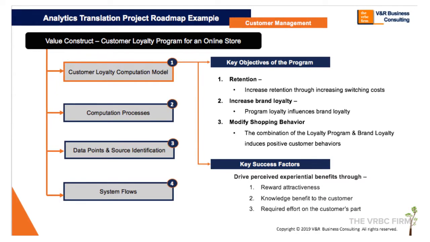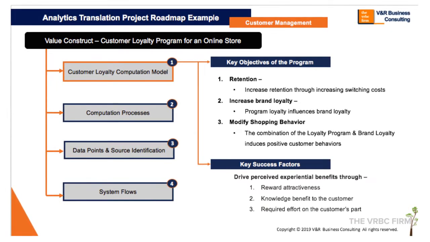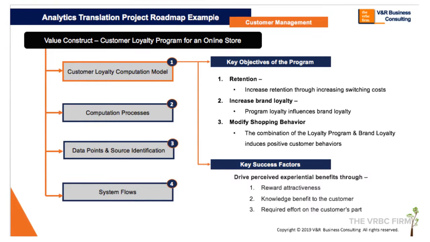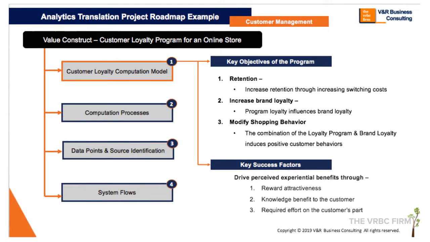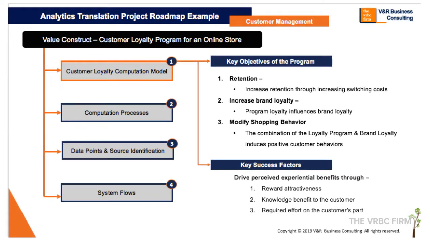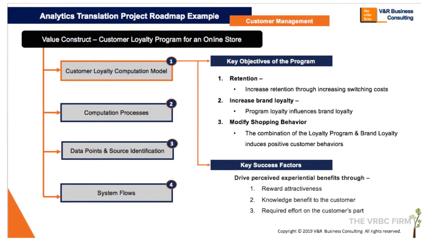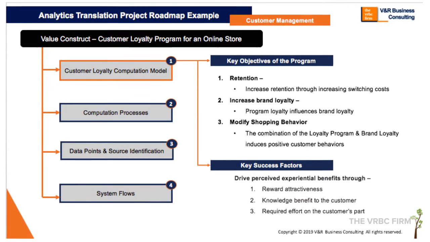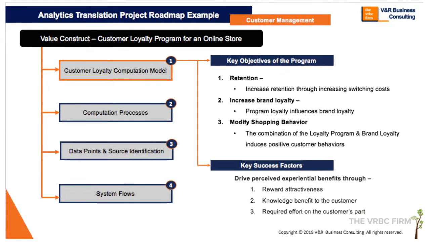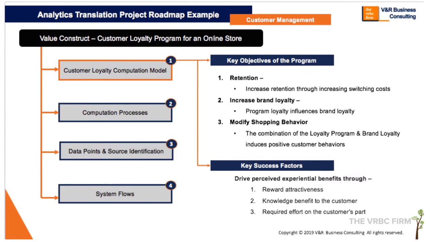So to go through the project roadmap, we'll use the translation value construct of a customer loyalty program for a consumer-facing business. We've simplified the program development into 4 steps. The first step is to actually design how the various loyalty constructs are going to be computed. The computation should mainly depend on the objectives and KPIs of the program.